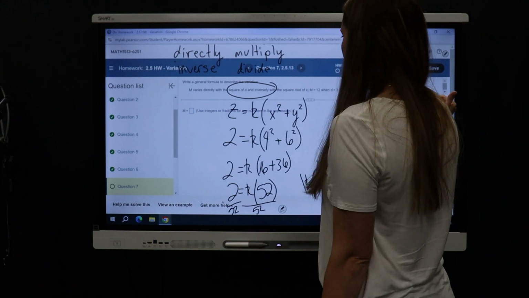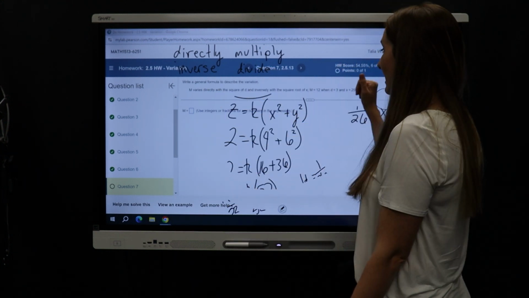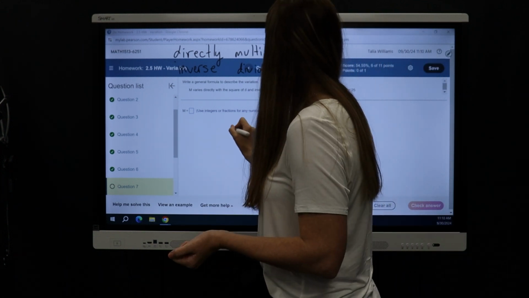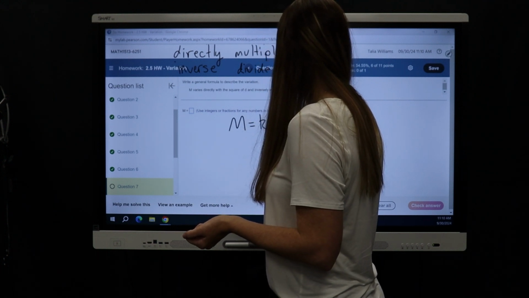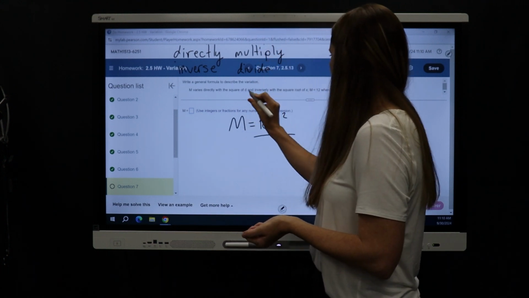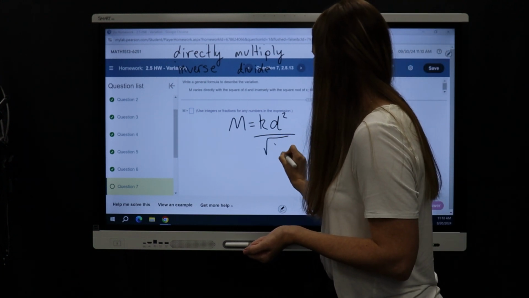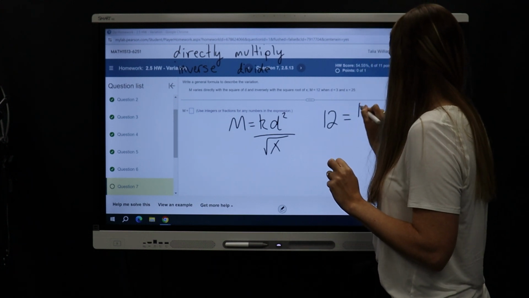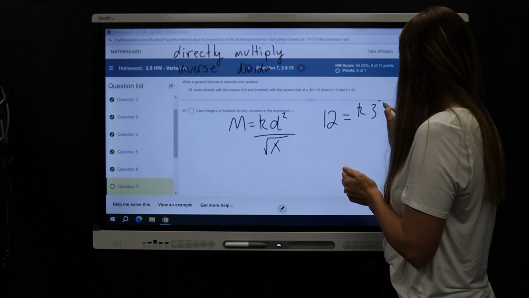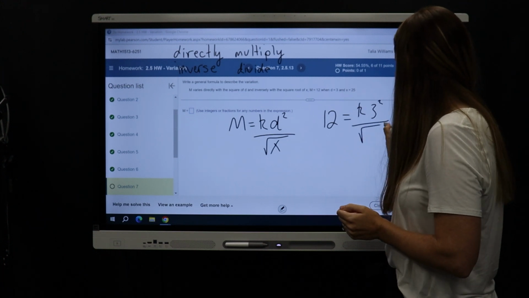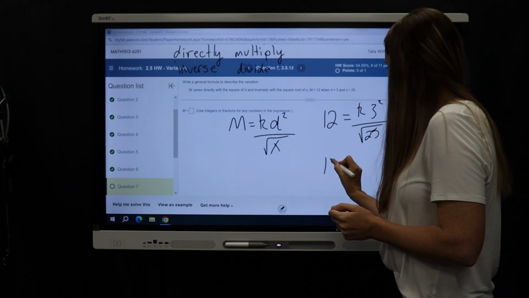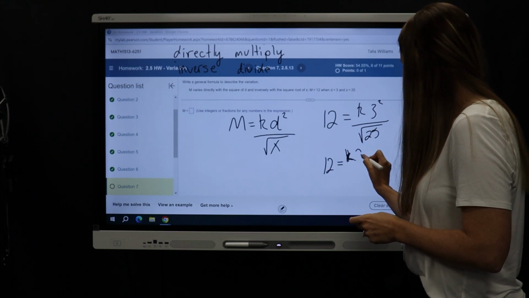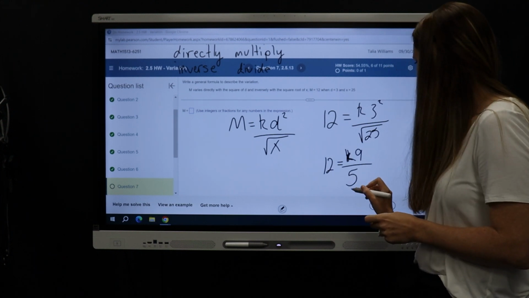Click. M varies directly with the square of d and inversely with the square root of x. So m varies directly with the square of d and inversely with the square root of x. When m is 12, so 12 equals k, we're finding k, 3 squared and the square root of 25. So 3 squared is 9. Square root of 25 is 5.